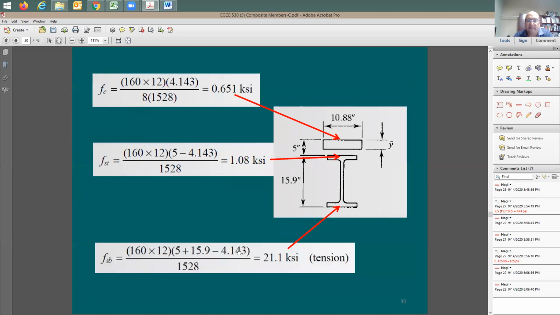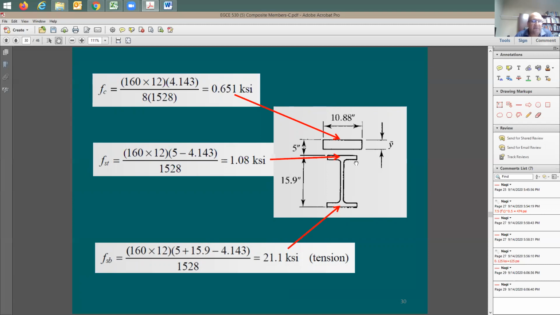Now here's again another round of analysis to find out the stresses. Bottom of the steel didn't change much. Top of the steel, it was exactly 0.998. Now it becomes 1.08. It's the same thing engineering wise. It doesn't make any difference. Top of the concrete is going to be 0.65, which also there's no big difference here in the analysis.